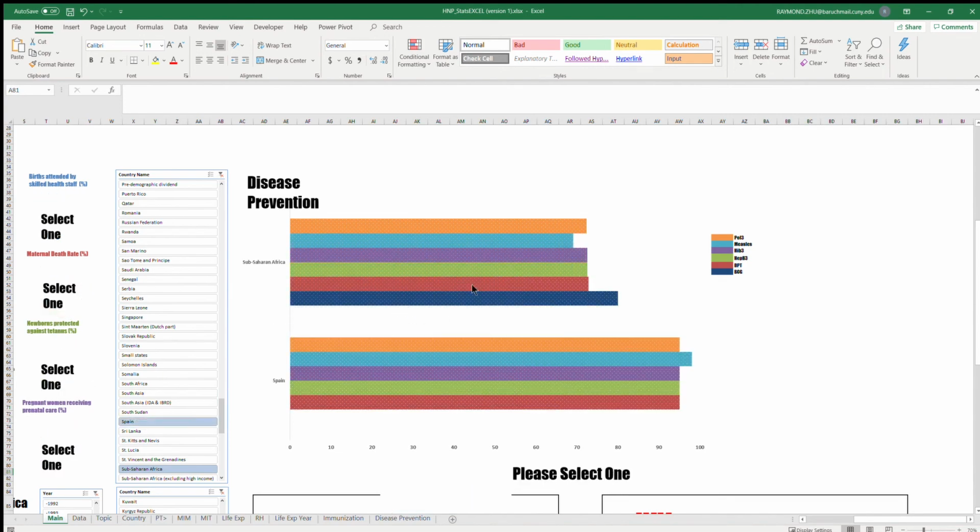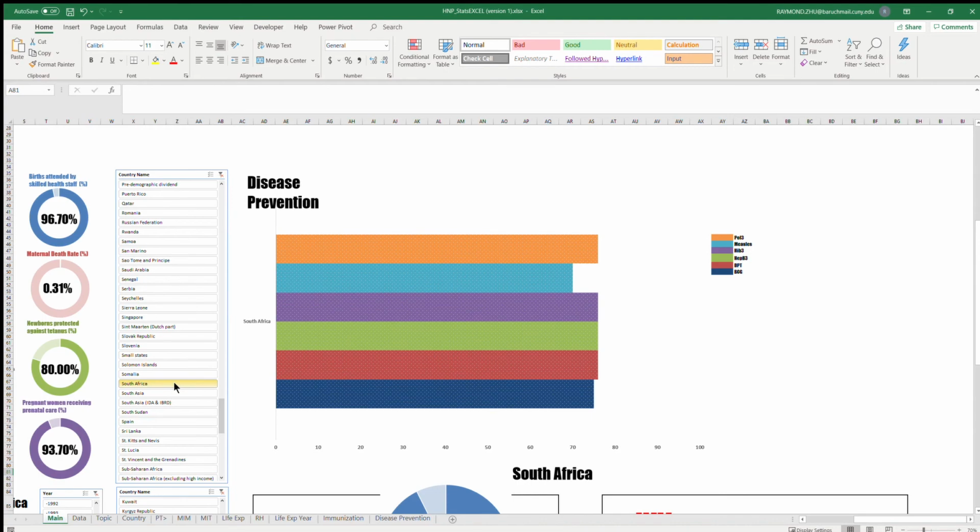And you can see that there is a much higher percentage of children who got immunization in Spain than in sub-Saharan Africa. And this can probably tell why the mortality rate in sub-Saharan Africa is higher than in a lot of richer countries around the globe. And you can play around with this slicer to compare different countries by just selecting different countries in the slicer.